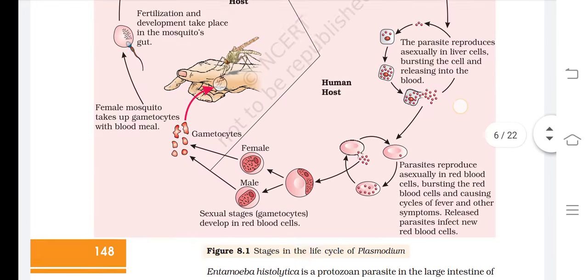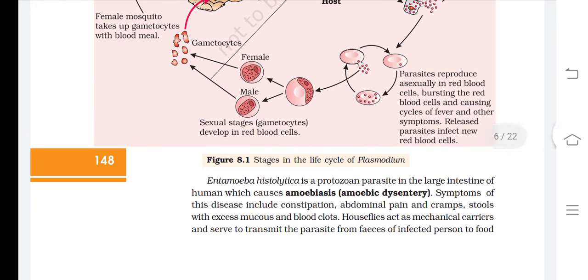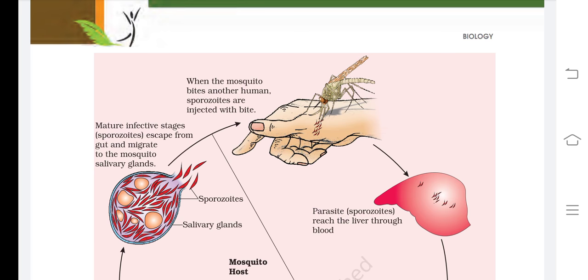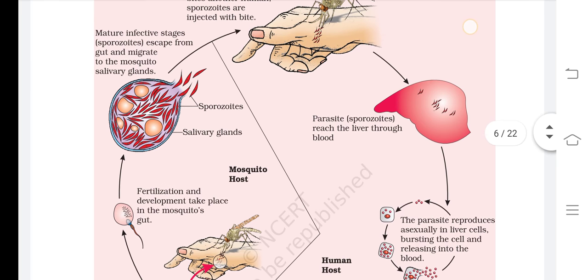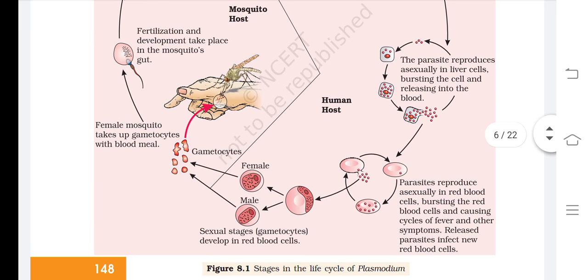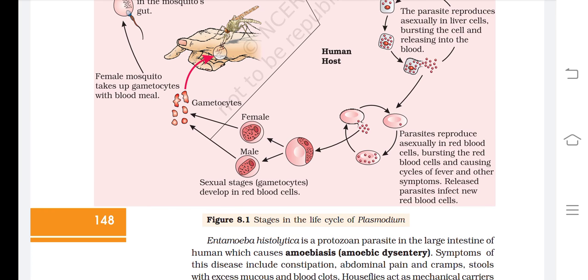This is the representation of the life cycle of Plasmodium. Let us look at the human host first. When the mosquito bites another human, the sporozoites are injected into the bite, and then those sporozoites reach the liver through blood. The parasite reproduces asexually in the liver cells, bursting the cell and releasing parasites into the blood. Then parasites reproduce asexually in red blood cells, bursting the red blood cells and causing cycles of fever and other symptoms.